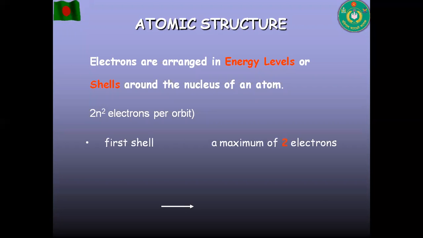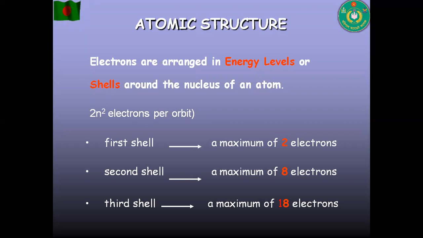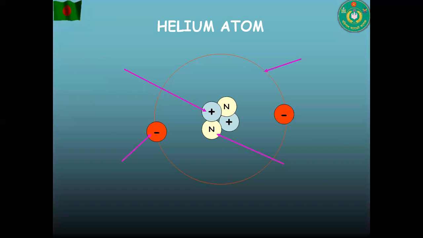Here are the different energy levels. In the first energy level 2, second energy level 8, and third energy level 18 electrons can be present according to the 2n² formula. For helium, there are 2 electrons. These 2 electrons exist in the first energy level.